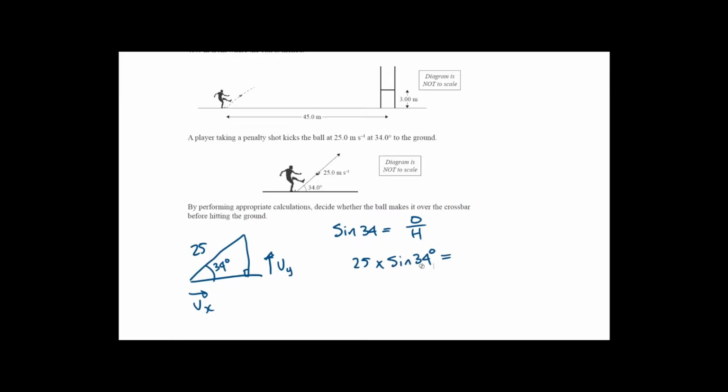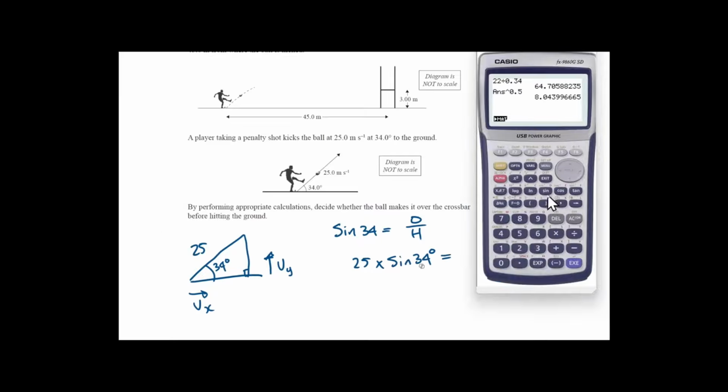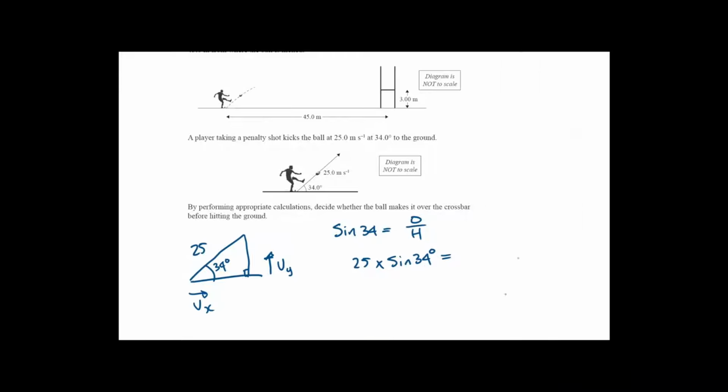And this we use our calculator. So sine of 34 is that. Multiply that by 25. So the vertical velocity is 13.98 meters per second. And the good thing about this is when we know the vertical, we know that we use sine, so for the horizontal it's going to be exactly the same process.